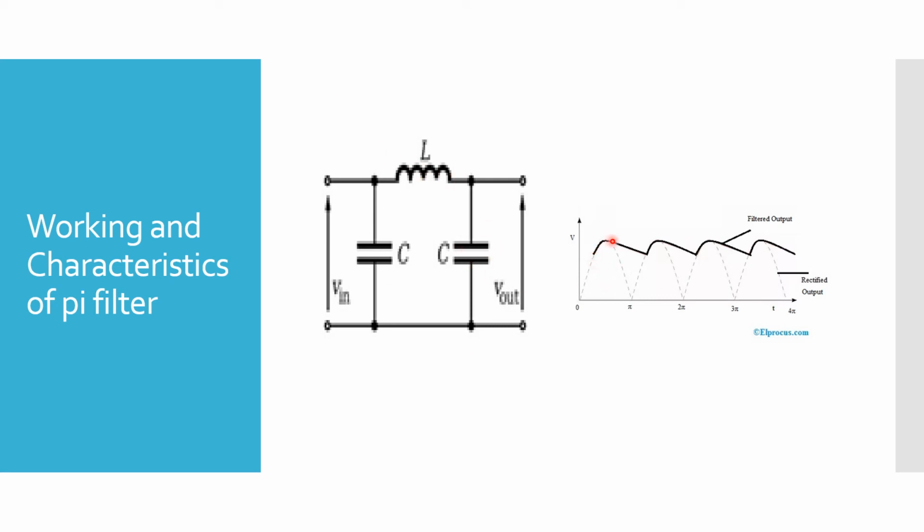Therefore, the filtered output is this curve, and the voltage drop is very, very less due to this L and C. Therefore, what we can say, the high voltage is attained at the output of the load resistance. See, here high voltage is attained at the output voltage across load resistance. So this is all about the characteristics in pi section filters.